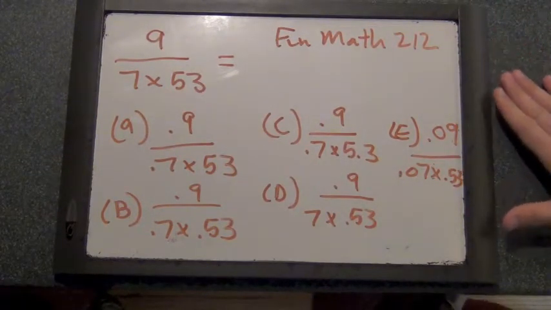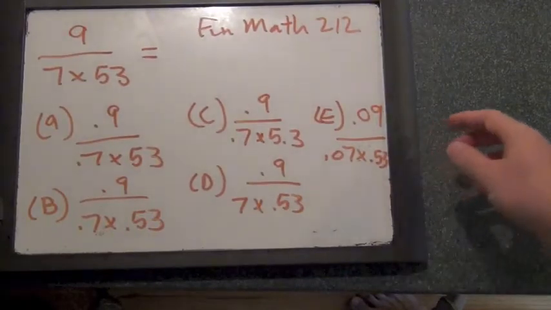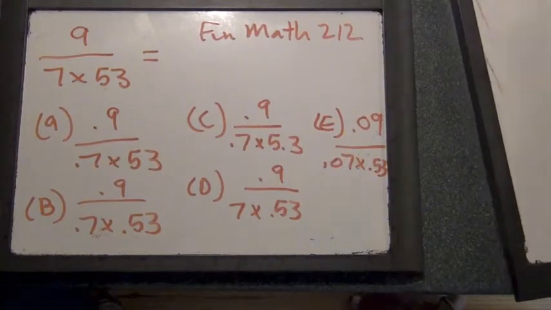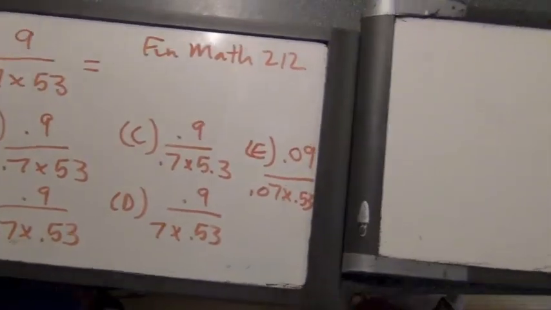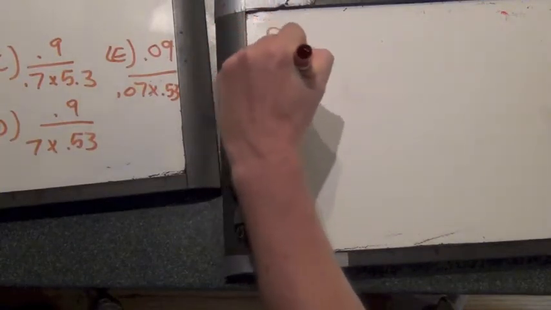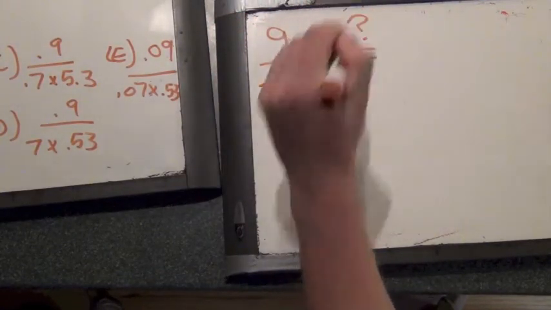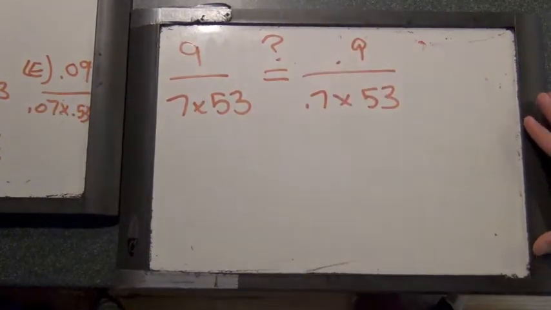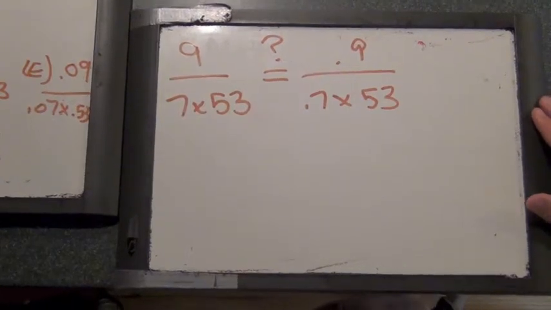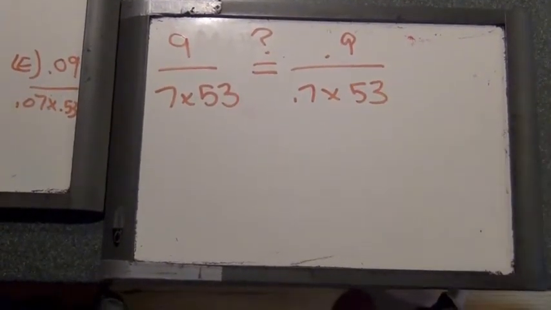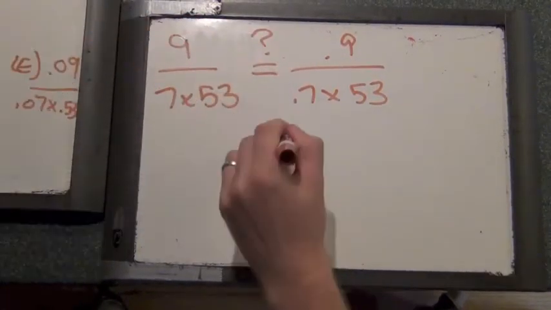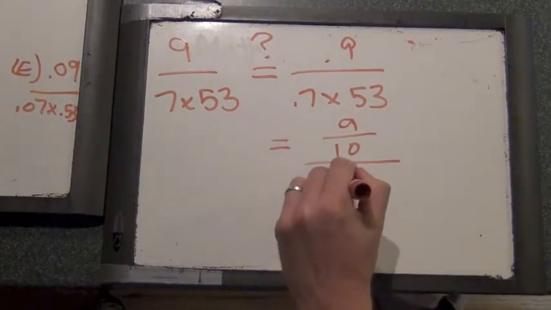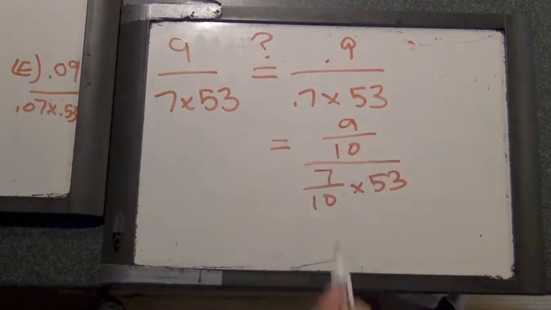All right, what do you do on A? I'm going to shift this over. You divide the 9 by 10. Okay, let me just write it out. 9 over 7 times 53, and we're going to look, does this equal 0.9 over 0.7 times 53? That's what we're trying to figure out. How would you think about this? You divided the 9 by 10. So this is 9/10 over 7/10 times 53.